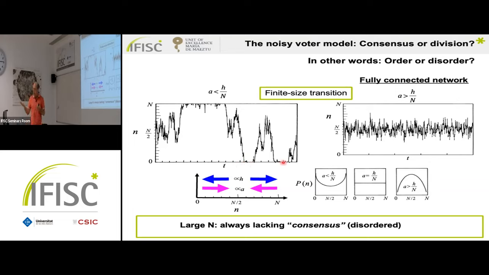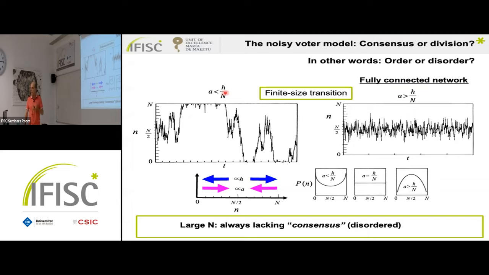But a significant amount of time, everybody is doing the same thing. Whereas when you have a noise larger than h over n, what you have is roughly 50% of the people in each of the states. Okay? So you look at the probability distribution for a less than h over n, you have this double peak distribution, you have maxima at the two extremes. For a greater than h over n, the maximum is at n over 2, 50%, and at the critical value, you have this distribution. But of course, you've noticed that this depends on n.